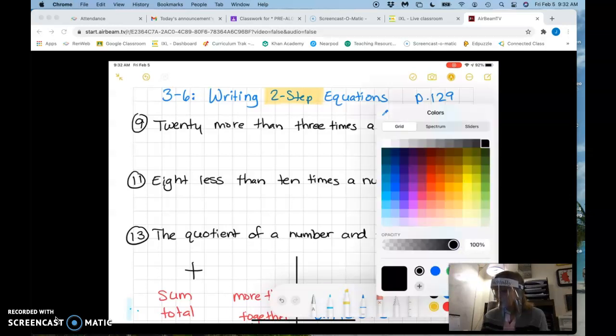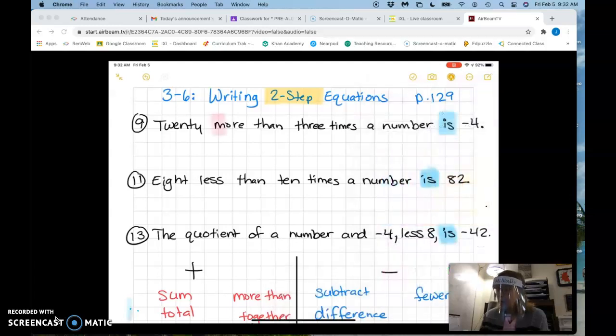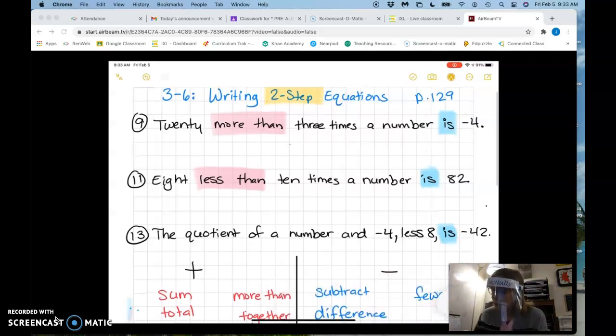So I have a big hint for you. It's going to be super important for all of these problems. Whenever you see more than or less than, the number that came just before it actually needs to go second in your problem. So if it says 20 more than, I'm going to write plus 20. And then 3 times a number.